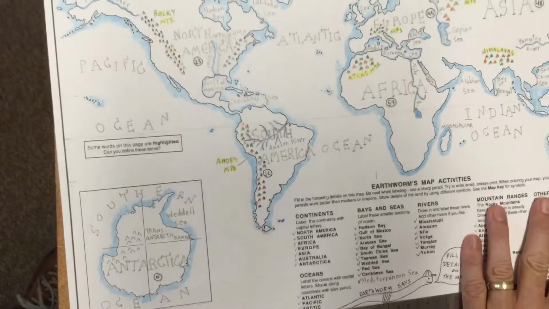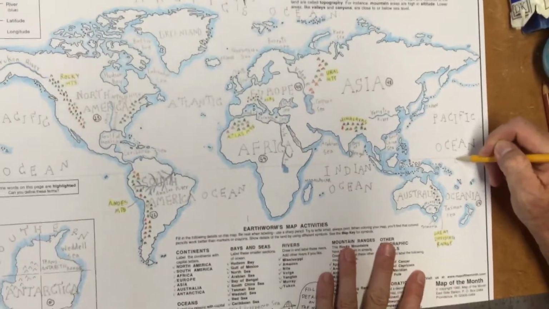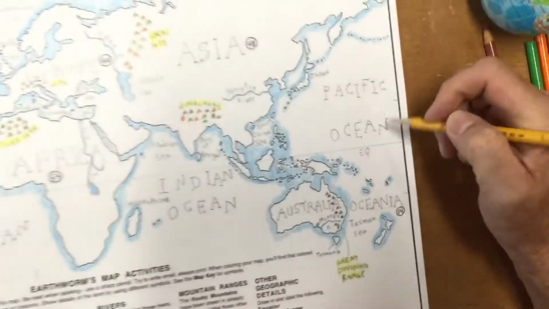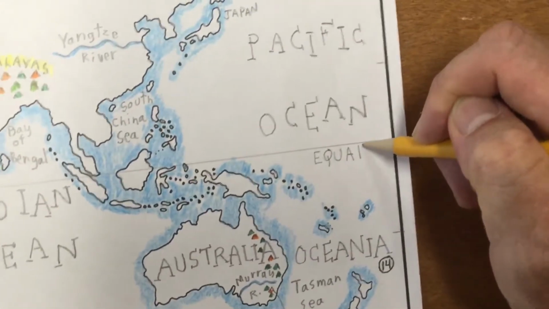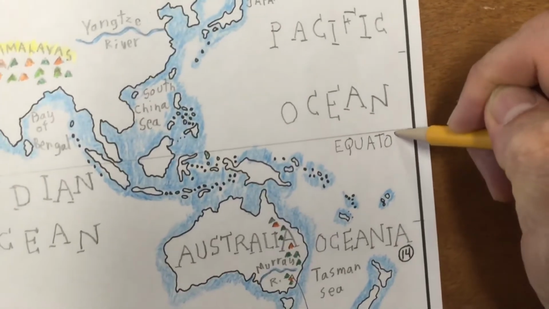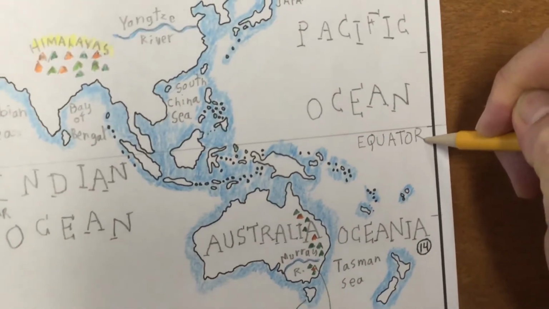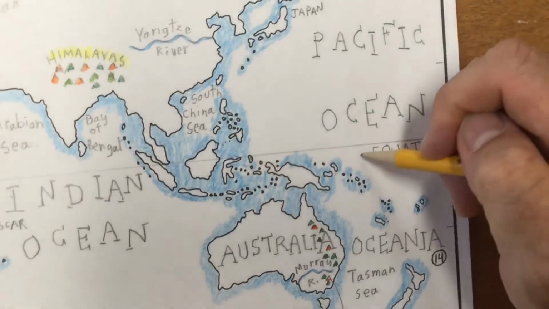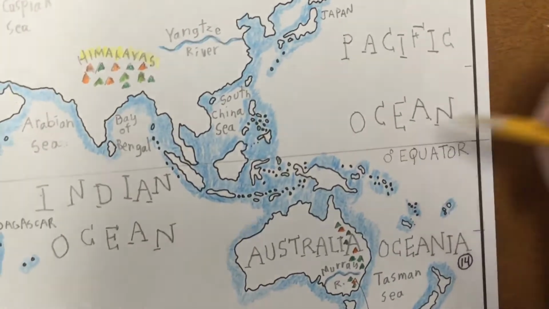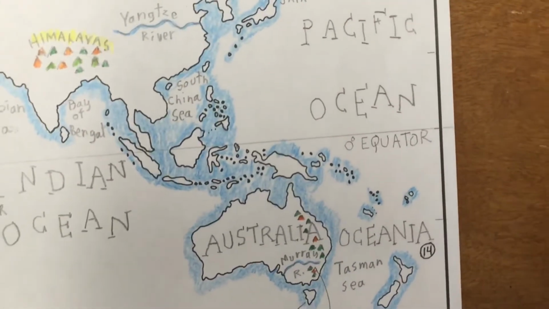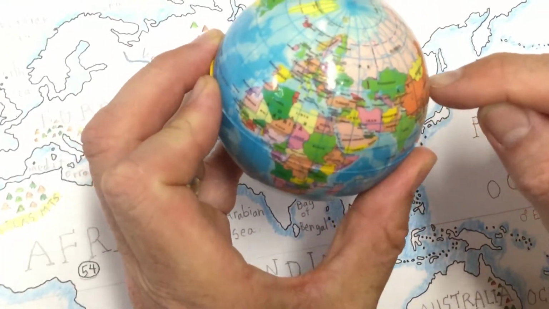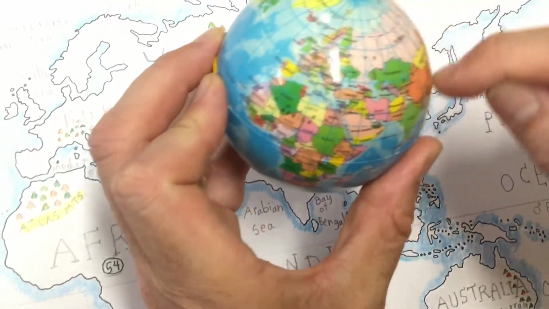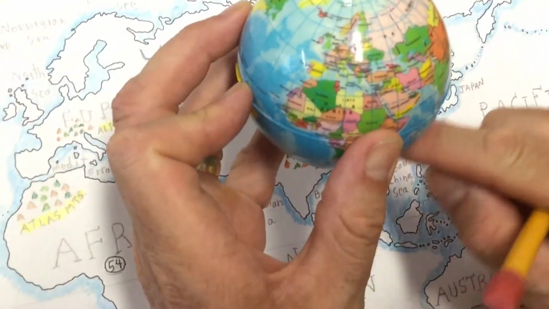Okay, so I'm going to write equator, E-Q-U-A-T-O-R. I'll put 0 degrees. And as you go up the globe, the degrees go all the way up to 90. Same thing down here. All right, so that's one.